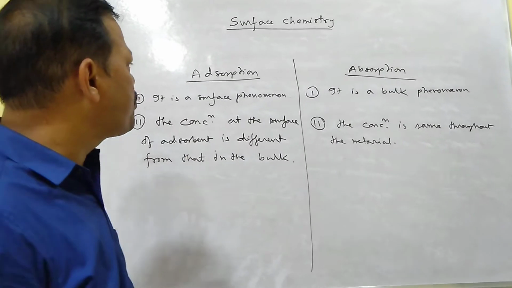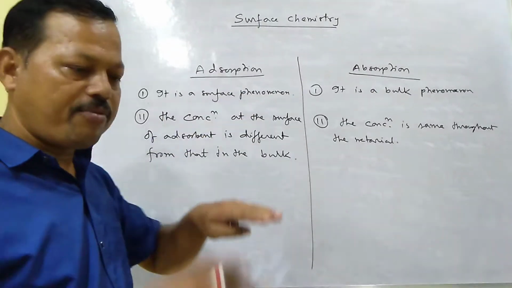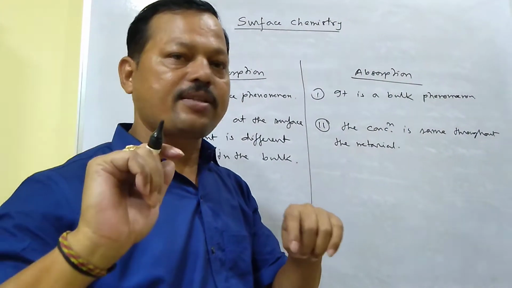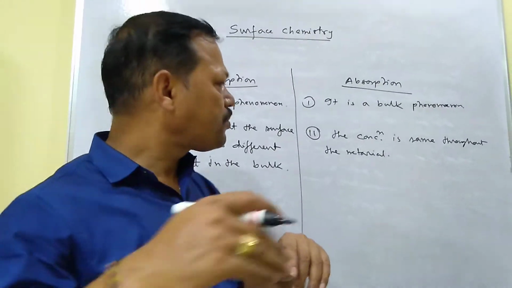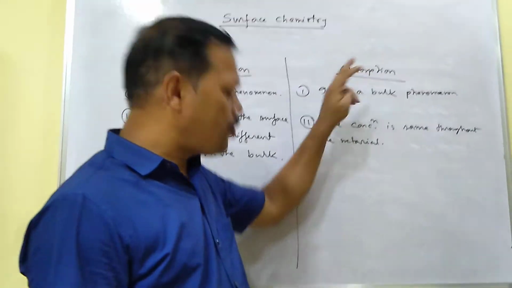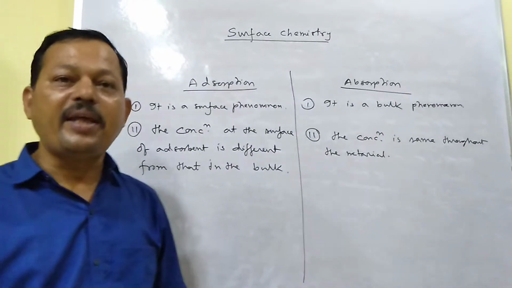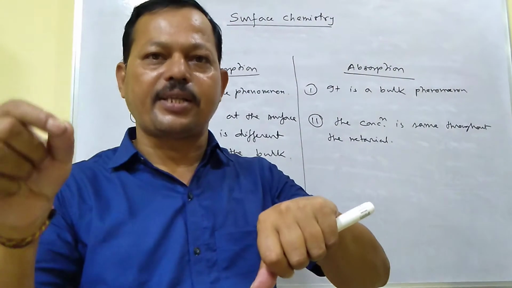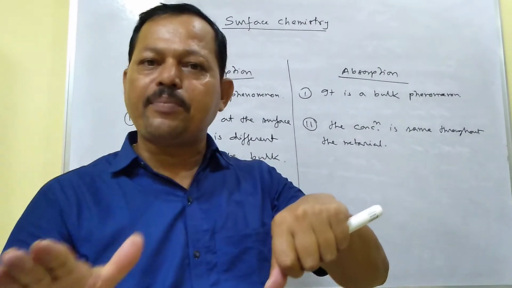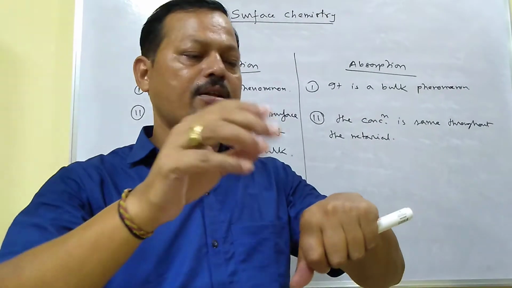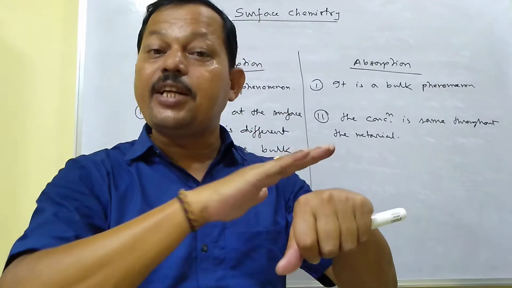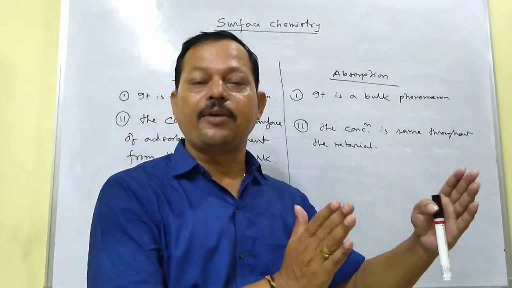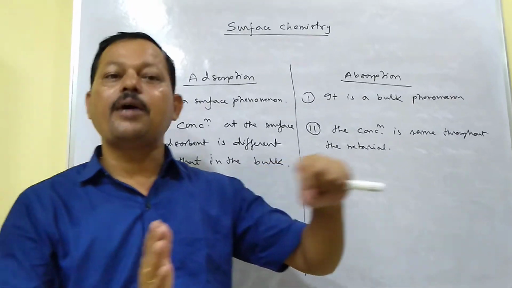Another point of difference I want to tell you is the rate. In adsorption, at first the speed is very high, I mean the rate is fast, but as time proceeds, the rate becomes slow. This is because at the surface some pores are present. Initially the pores are empty, so the molecules get attached in the pores. After the pores are filled, they do not get any space. That's why at the beginning the rate is very high, but as time proceeds it becomes slow.